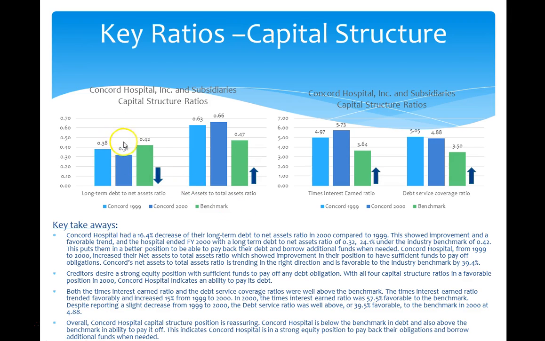So next we want to look at some of the capital structure ratios. How much debt do they have? How does that look? So we're going to look at the long-term debt to net assets ratio. We want to be below the benchmark, and in both years they are below the benchmark, and so it looks like they aren't overly burdened with debt. We know a lot of healthcare facilities are, in that they have to borrow in order to purchase large equipment and electronic medical records and so forth.